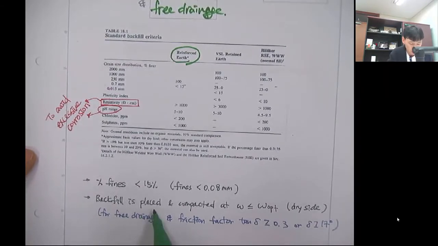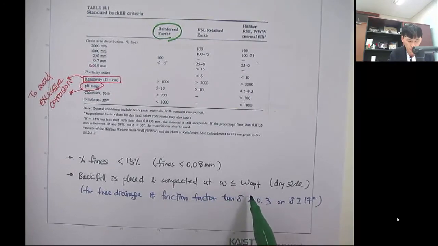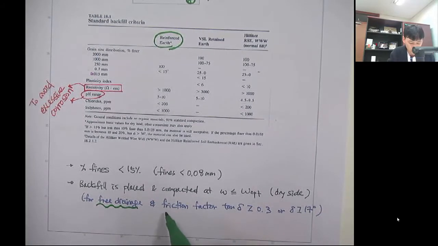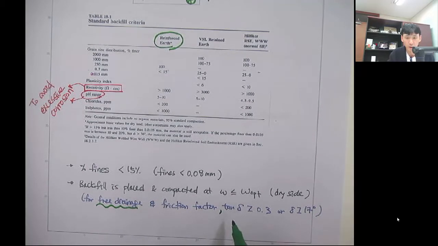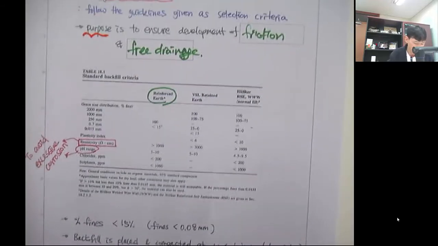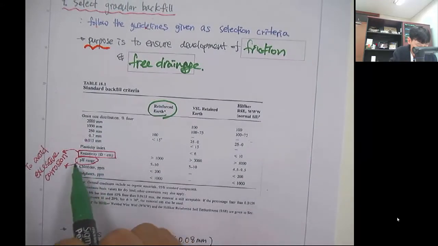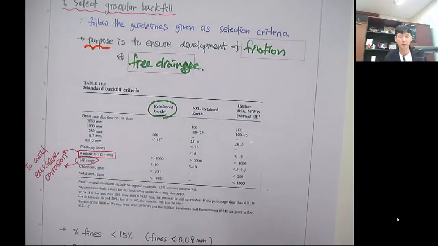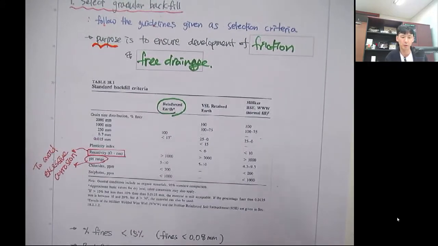And backfill is placed and compacted at the dry side of optimum to ensure the free drainage, and also to increase the friction factor. So the friction factor recommended is tangent delta larger than 0.3 or delta larger than 17 degrees. And for the backfill criteria, the resistivity and the pH range is suggested. This is to avoid excessive corrosion of the reinforcement material. If the reinforcement material is metal, then you have to be careful about the corrosion issue.